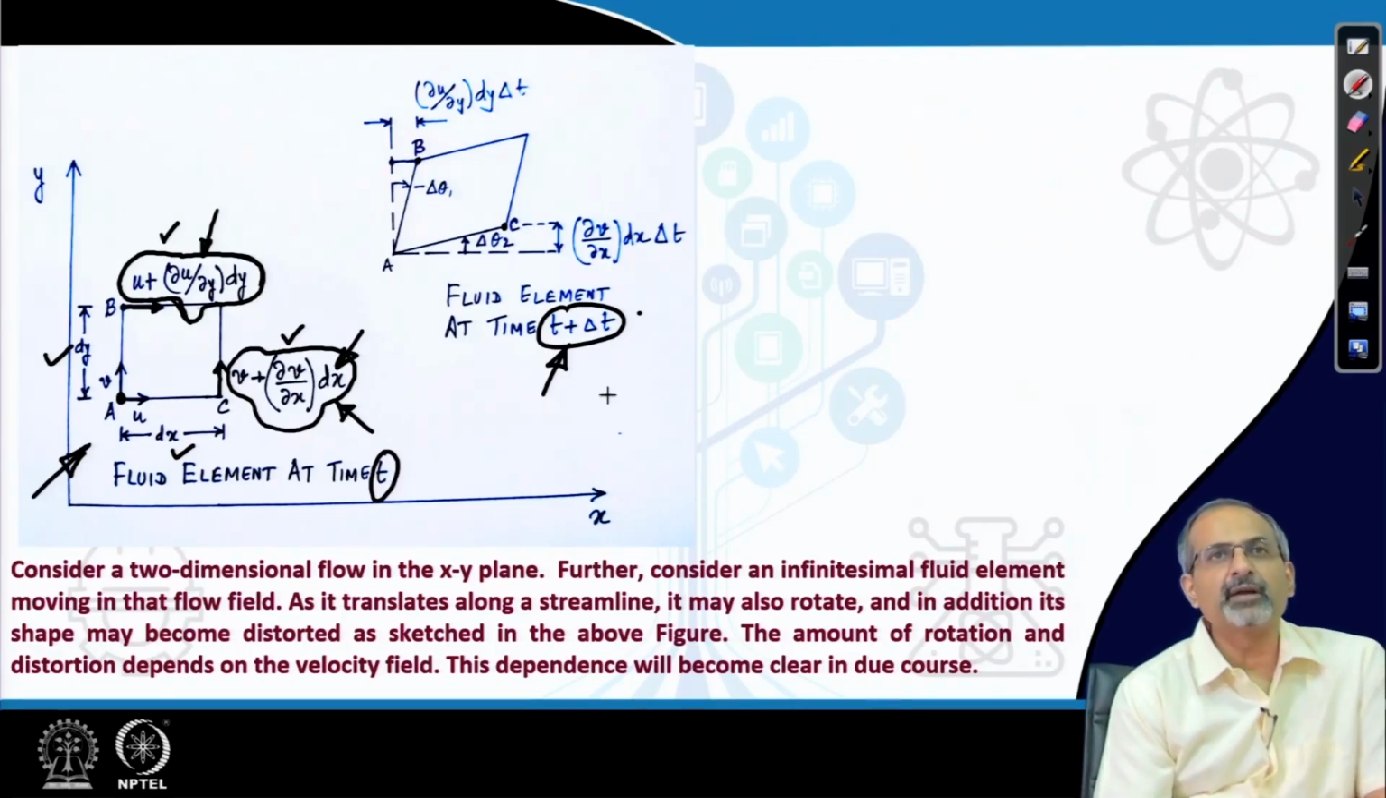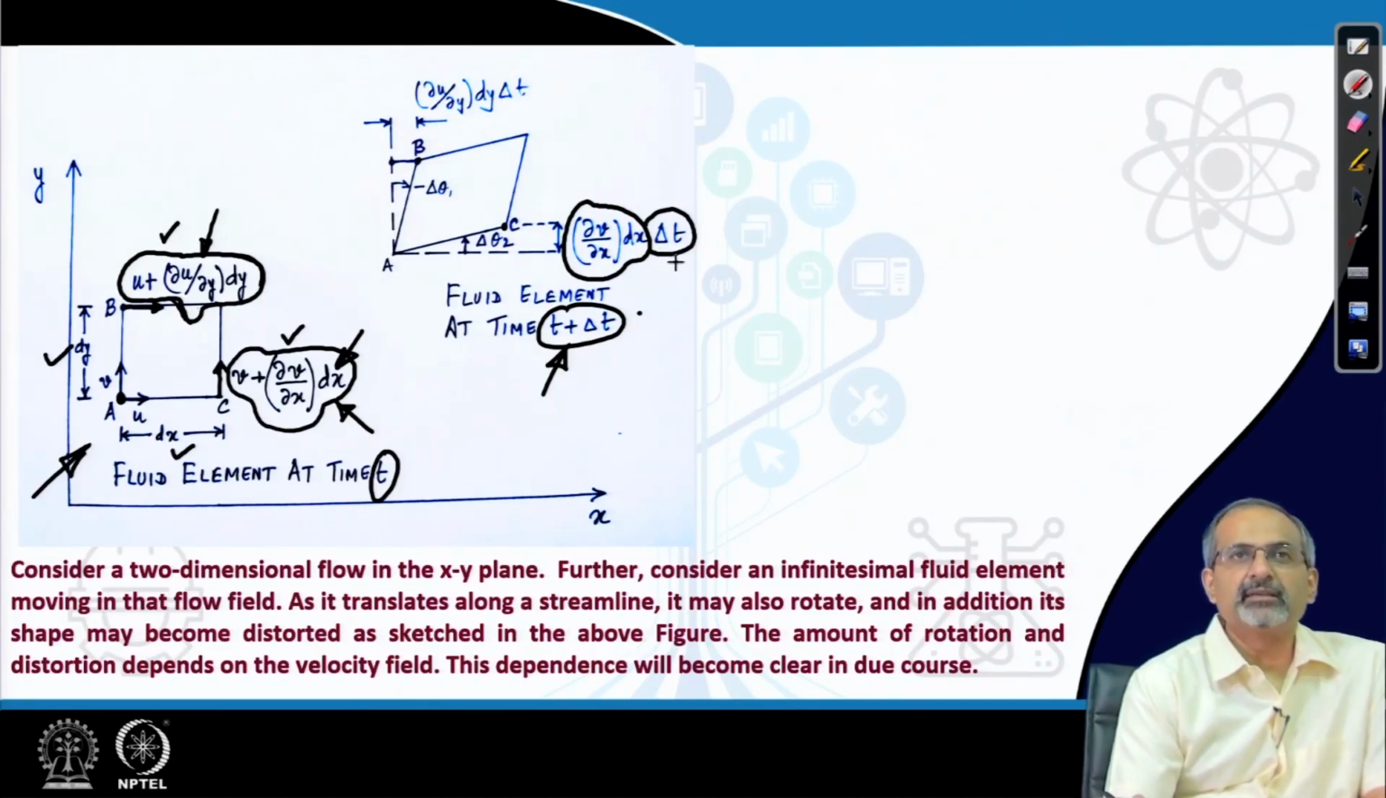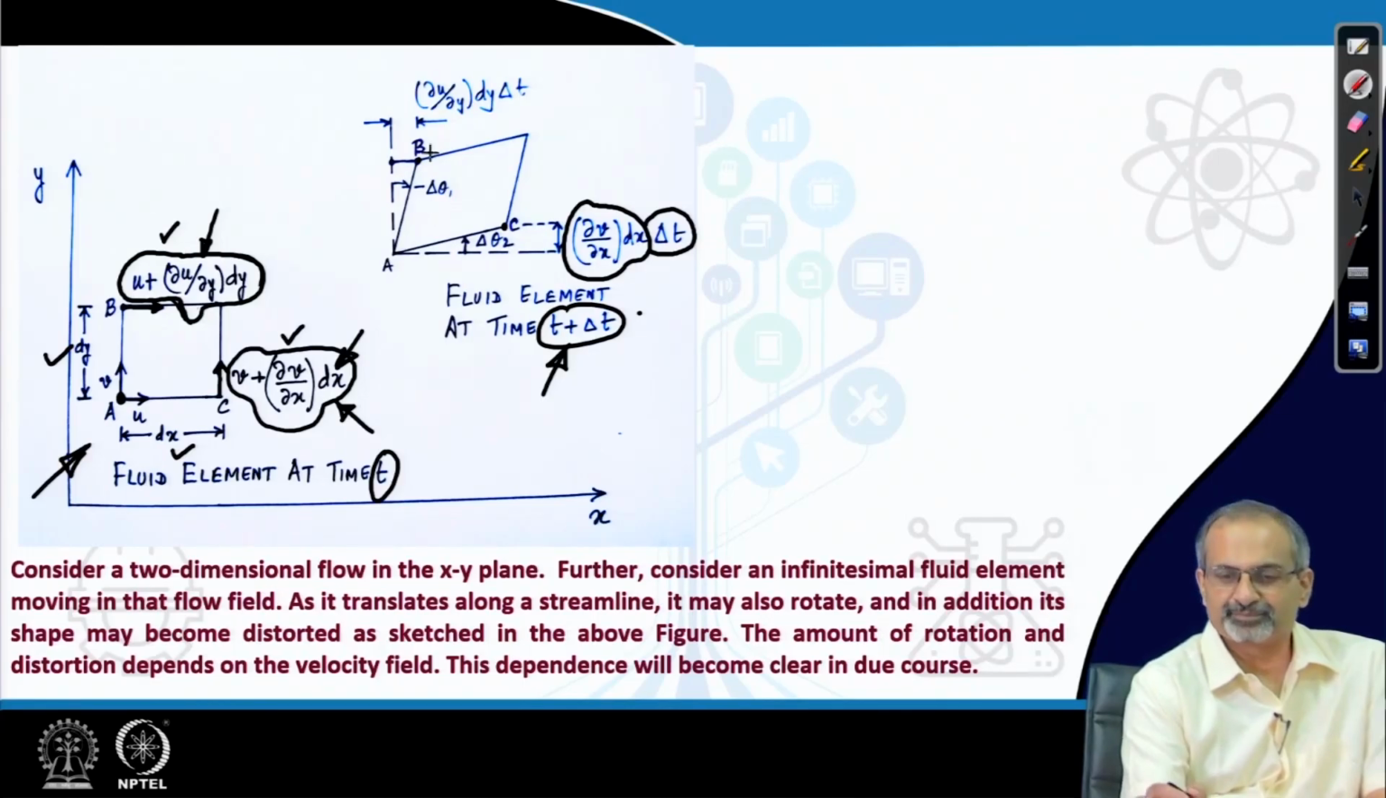So, how can we quantify those amounts? We will again have to take care of this del v del x into del x and then multiply it with the time interval over which it was effective in order to find out how much differentially the point C has moved with respect to point A along the y direction. In the same manner, how much the point B has moved from the point A along the x direction. This is how the quantities would matter.